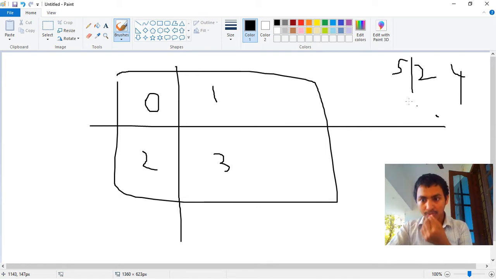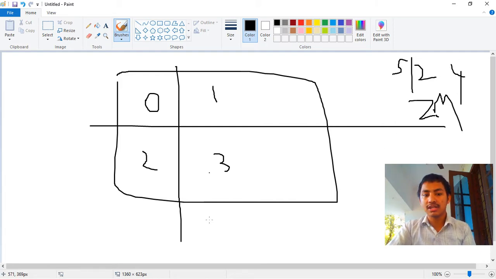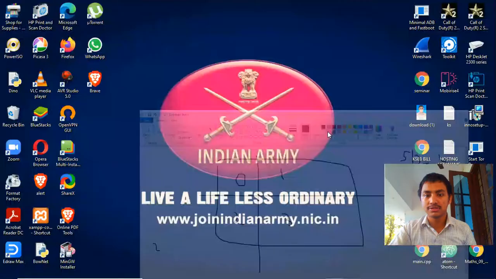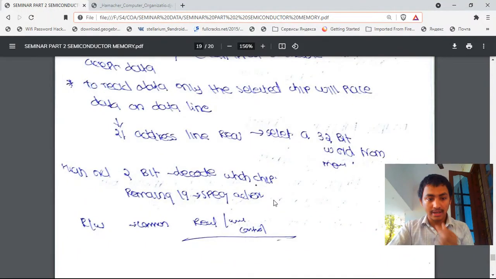So that's why I am using 4 chips. For selecting, we need 2 bits. Okay, right, 00, 01, 10, 11. So that's the concept here. Last thing we have to discuss, okay, that's all. The 2-bit decoder selects the chip and the remaining bits specify the address. Okay, that's all. For read and write there will be a common control, that's the thing.